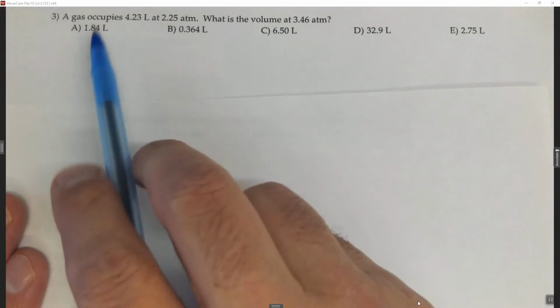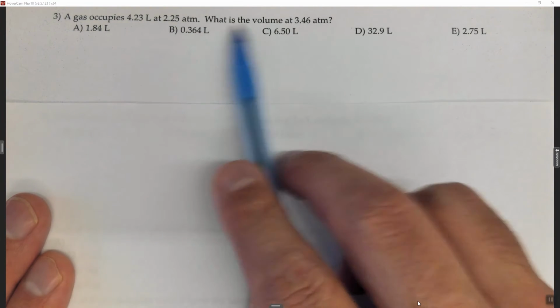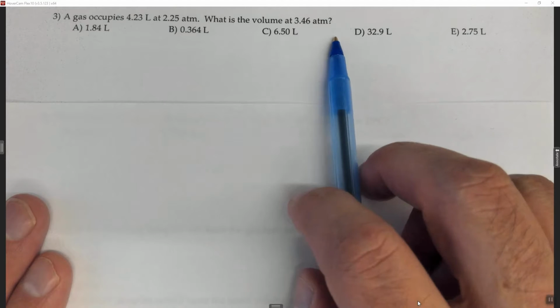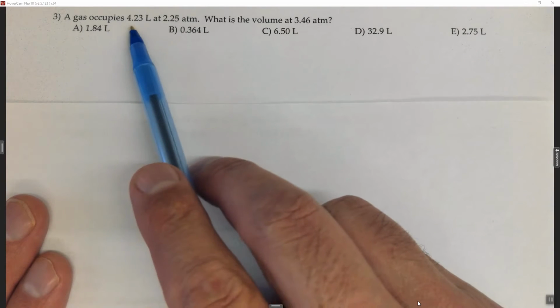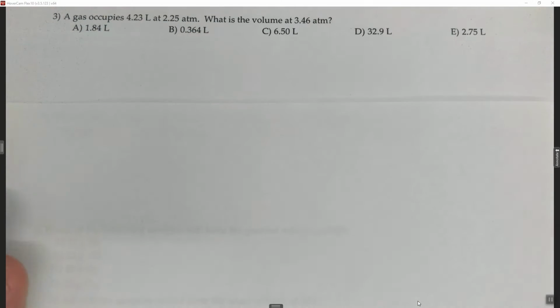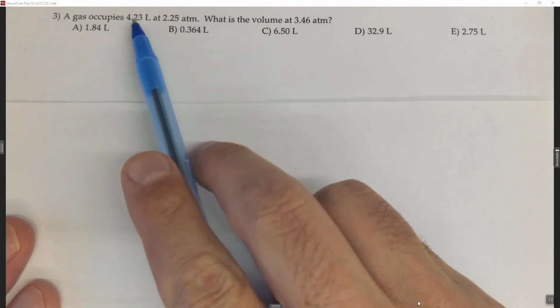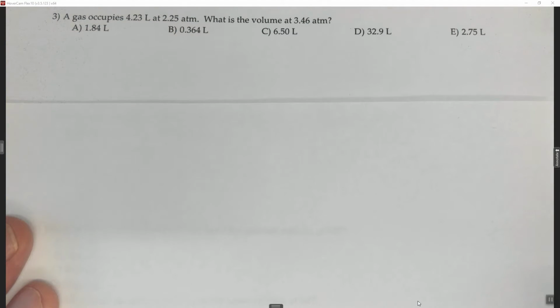All right, it says a gas occupies 4.23 liters at 2.25 atmospheres. What is its volume at 3.46 atmospheres? In this case, we can assume that the moles of gas in the container are constant. We can also assume that the external temperature is also constant. So we're relating the volume and the pressure.